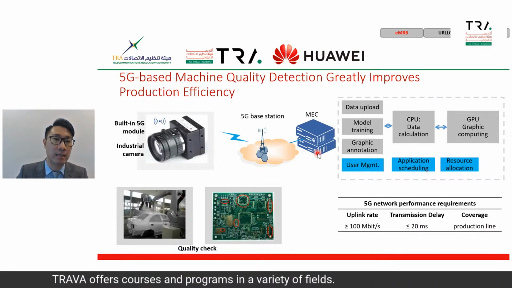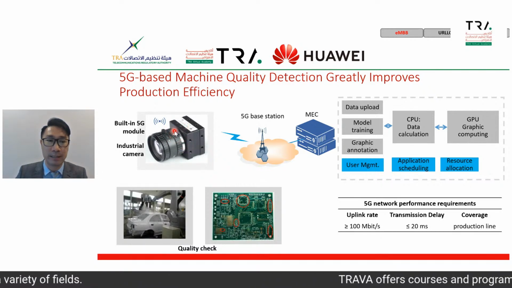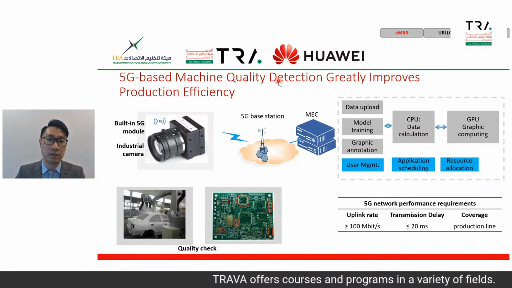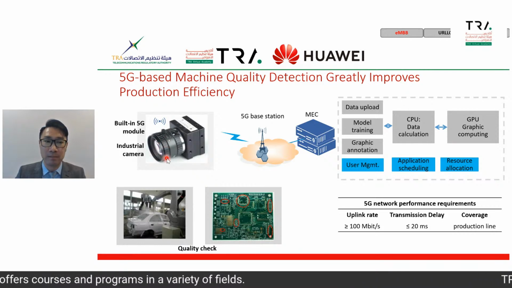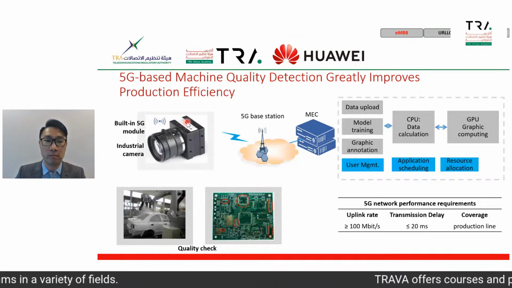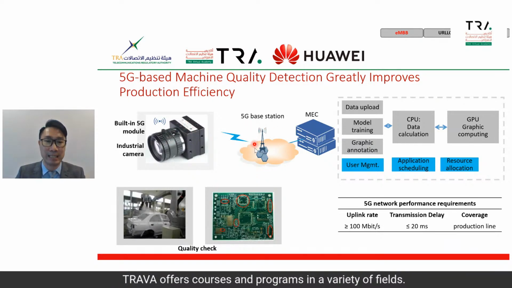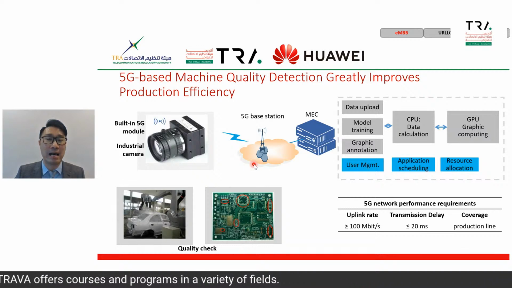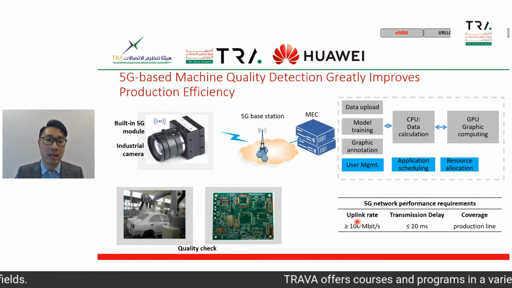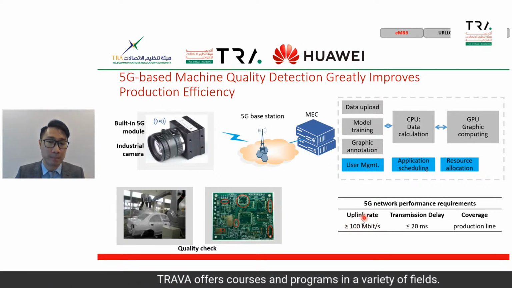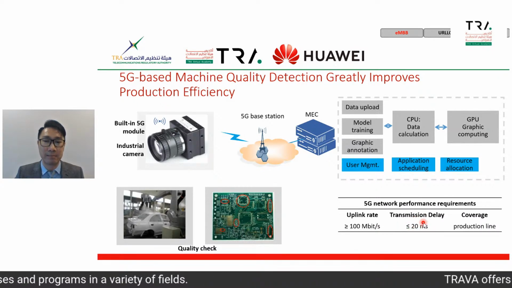And the second application that was shown in the first video in the Haier factory is the machine quality detection. By having an industrial grade camera with a 5G module, the module lets this camera connect to the 5G base station. And what is the advantage of having these connections? It will provide a very good uplink throughput, more than 100 megabits per second, and low transmission delay, less than 20 milliseconds.